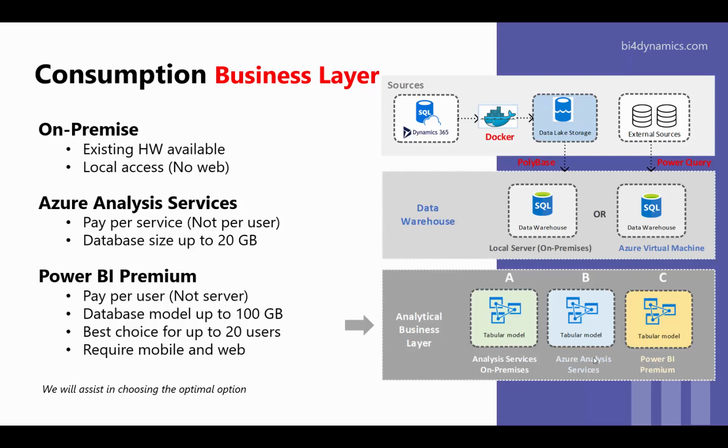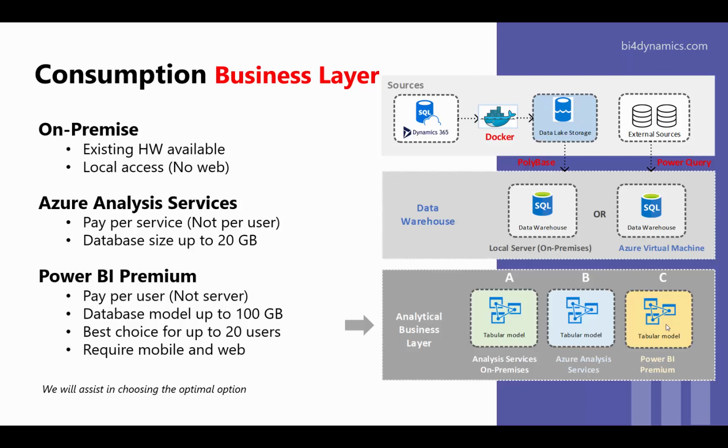And the last but not least, and very popular lately, is the implementation option with Power BI Premium. We are using per user capacity, not per capacity, because you pay $20 and you get 100 GB of space per model. And this is definitely, I would say, the best choice for up to 20 users, and you also get everything that is in Power BI Pro, which means the mobile and web, plus much more. We'll talk about that later.